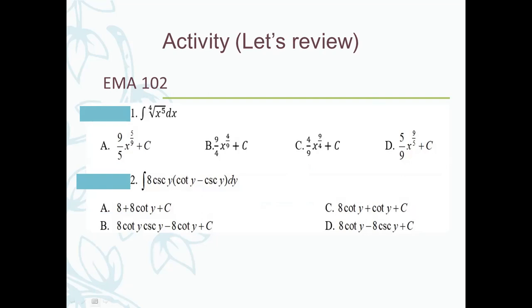What do you think is the answer? You may chat them on the chat box, or you may type the letter corresponding to the correct answer in the chat box.